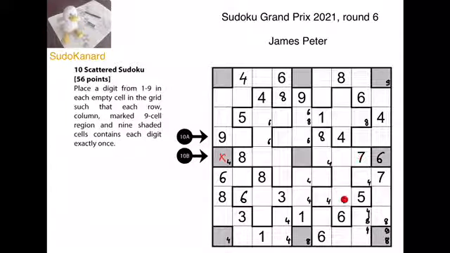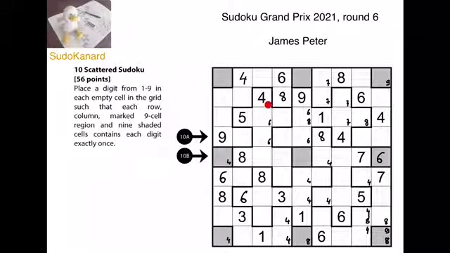7s. 7 is not here, 7 is not here, so in this column 7 must be here or there. First, let's remove this cross, so 7 here or there. In this region, 7 is not here, so there must be a 7 somewhere here. But I don't think I can do more right now.